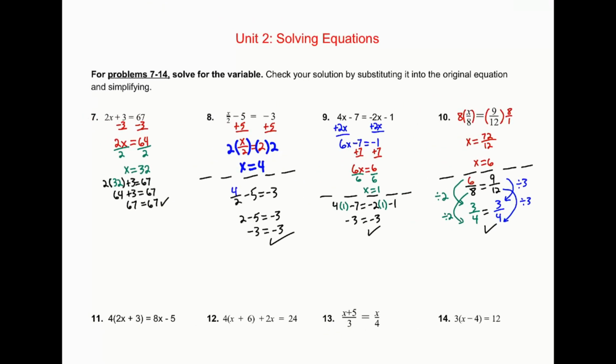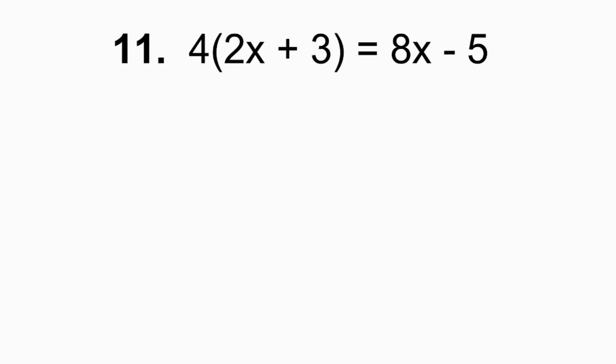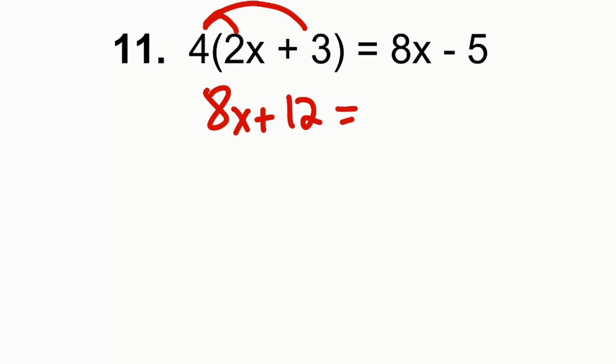All right, so I've checked my work now on those. Let's go to number 11 here. I need to distribute my 4 to each of the things inside the parentheses. I'll get 8x plus 12 is equal to 8x minus 5.